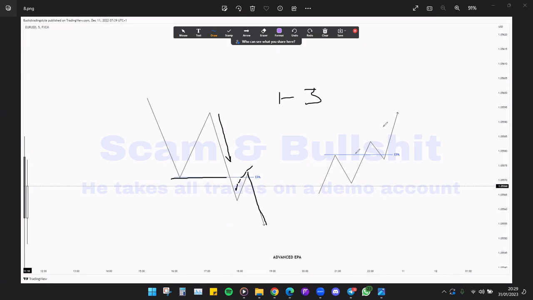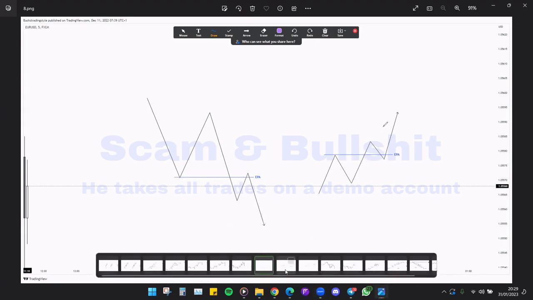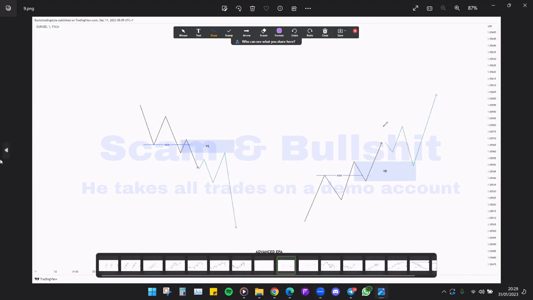Same thing with this: at the break, when we get all bullish candles, and then we get 1, 2, or 3 bearish candles, and then another push up, we are looking into the advanced EPA. So let's look at the next page for easy clarification.